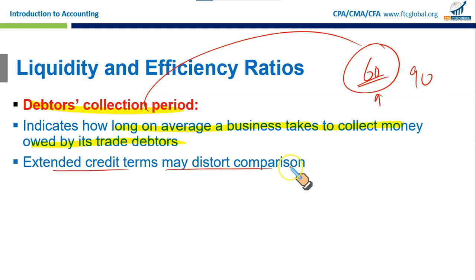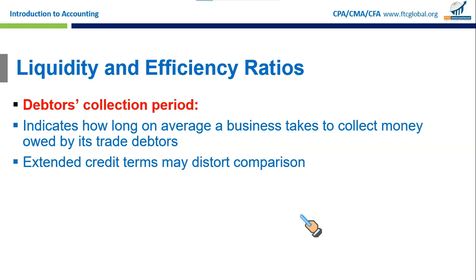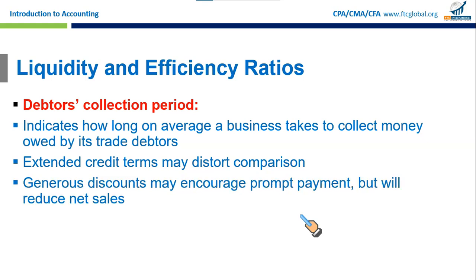Extended credit terms may distort comparison. If you give 100 days to your customer for payment, whereas the industry average is 60, such extended credit terms may distort comparison. So ideally, if two businesses are similar in nature and they tend to have the same credit terms, their average collection days must be similar. And how can you shorten your collection period? Give them settlement discounts. Generous cash discounts, remember, these are called settlement discounts. So encourage your customers to pay you promptly, and this would result in more cash being collected, so average collection period will fall.